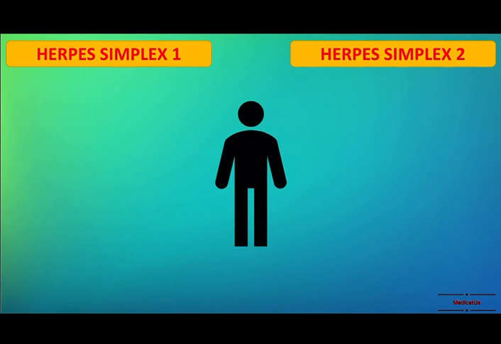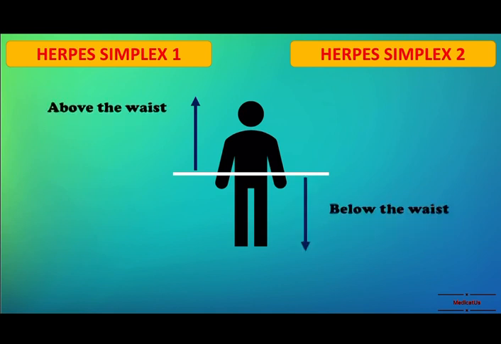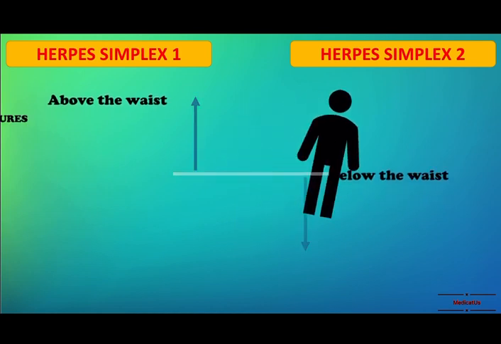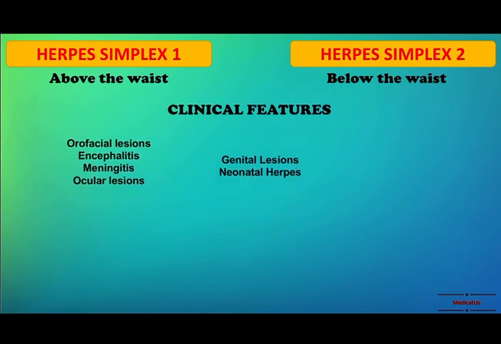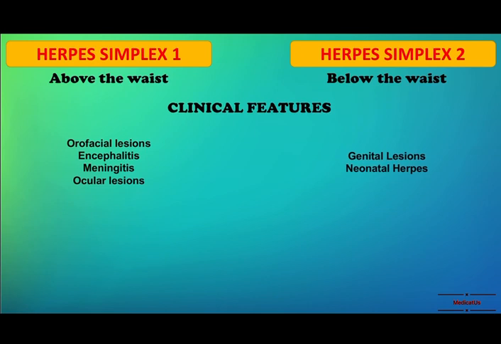The main key point about herpes simplex virus is anything above the waist is because of herpes simplex 1, and anything below the waist is because of herpes simplex 2. Now, this will help you learn everything so easily. Just wait and watch. Starting with the clinical features. The orofacial lesions, encephalitis, meningitis, ocular lesions, these are all above the waist. So, these are because of herpes simplex 1. Genital lesions and neonatal herpes, that is occurring from mother to child, are below the waist. So, it is caused by herpes simplex 2.